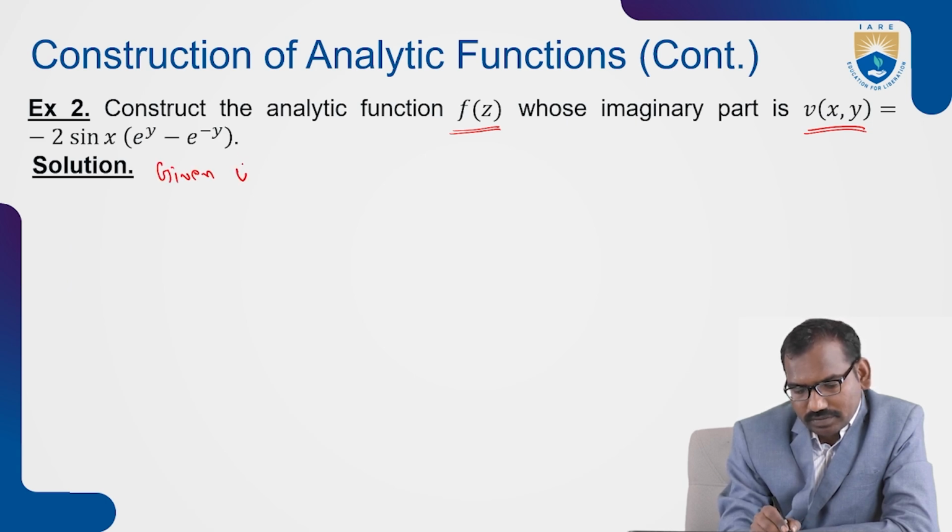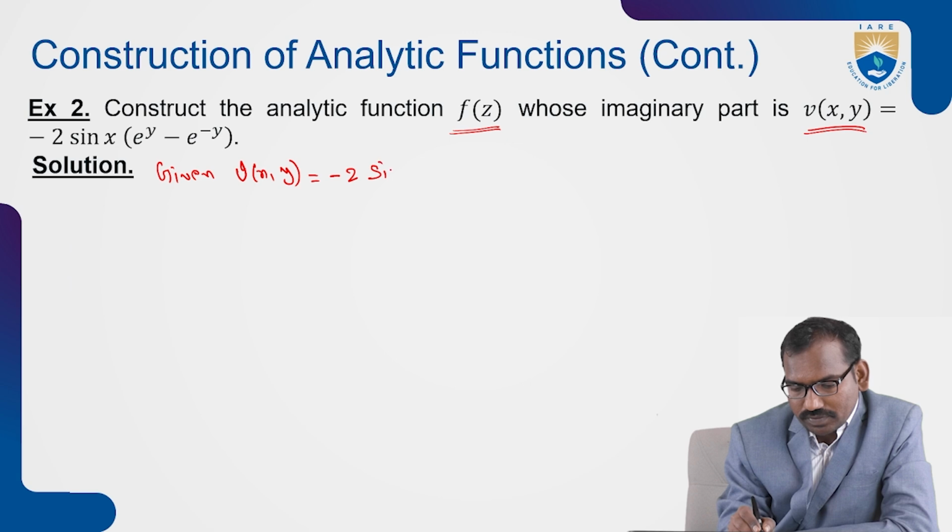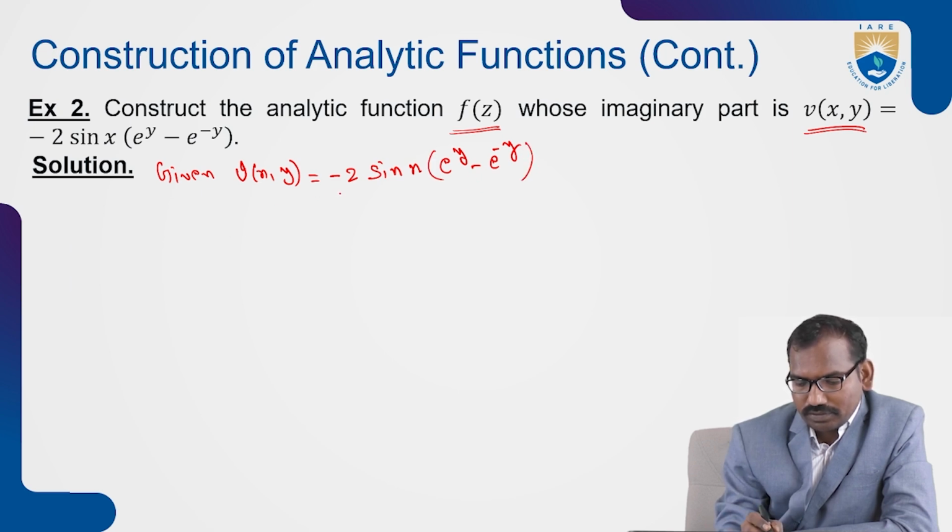Given us v having 2 variables x and y. x is the real part of the complex variable and y is the imaginary part of the complex variable, which is minus 2 times sin x (e^y minus e^(-y)). Okay, this is given. Firstly, we will simplify this expression.